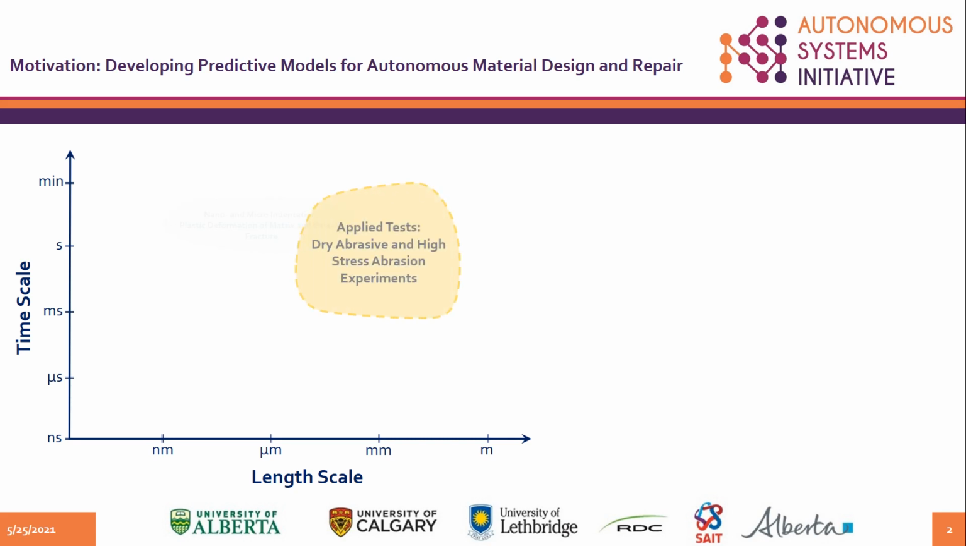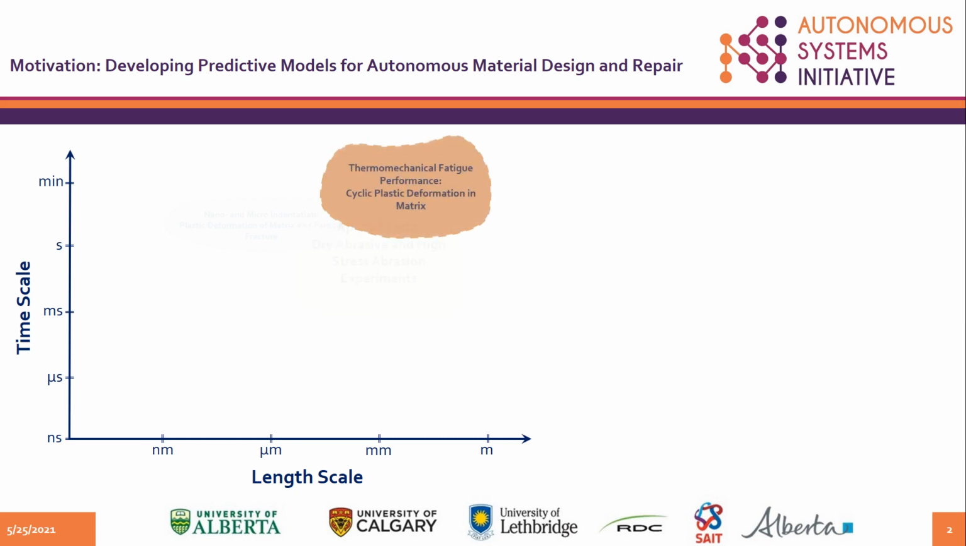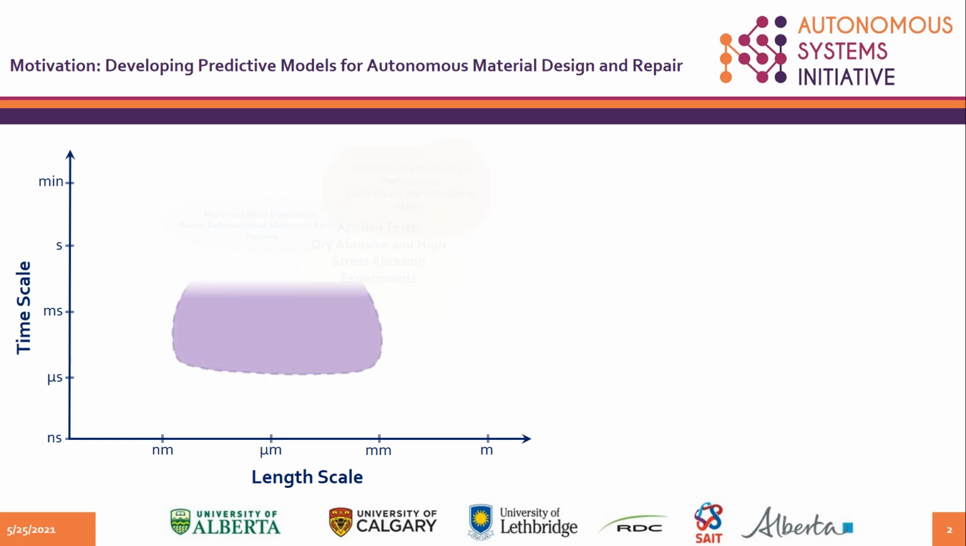As a second class of experimental tests, applied tests stand out, and dry abrasive and high stress abrasion or slurry experiments can be named in this category. And lastly, thermomechanical fatigue performance, in which cyclic behavior and cyclic deformation of the material is investigated. After doing experiments, we need to analyze the fracture surface and the failure mechanisms happening during the experiments, and we use diagnostics such as SEM to probe them.